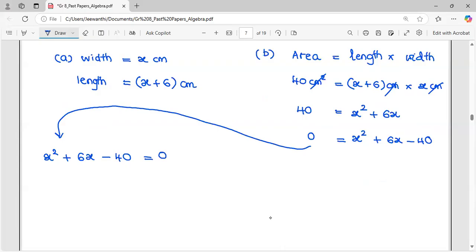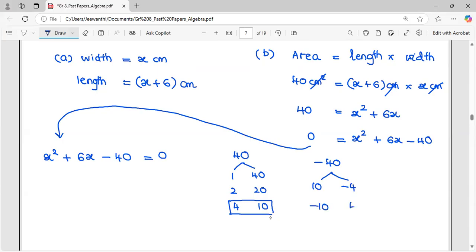x squared, x times x, x squared, x times 6, 6x, right? So then I take 1 times 40, 2 times 20, 4 times 10. Okay, that it gives me the answer 4 times 10 because I want to have the middle 6. So to have the negative 40, I have two options, either 10 times negative 4 or negative 10 times positive 4. But I prefer to get this answer.